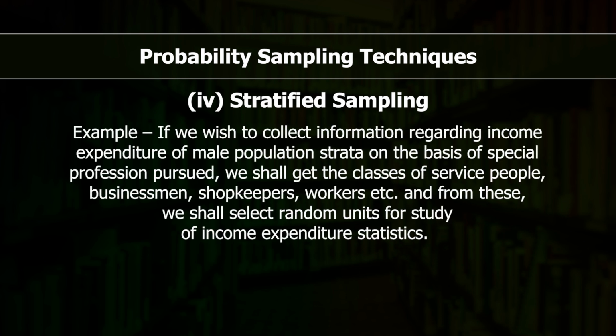For example, if we wish to collect information regarding income expenditure of the male population, strata on the basis of special profession pursued, we shall get the classes of service people, businessmen, shopkeepers, workers, etc. And from these, we shall select random units for study of income expenditure statistics.